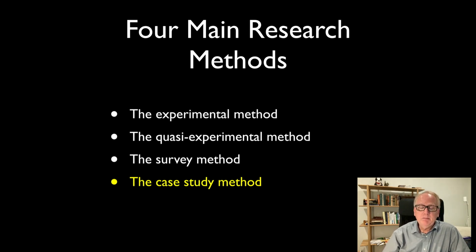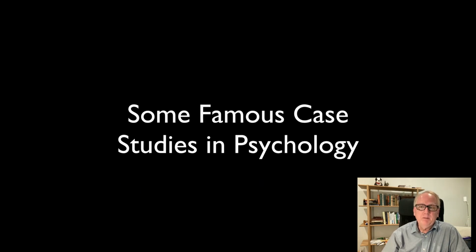So in the case study method, what a researcher usually does is they take that one person and they subject them to many different tests. They study them in many different ways, but they only have that one person or those two people. Now, there are some famous case studies in psychology, and I'll just mention two of them just to get a sense of what this is like.